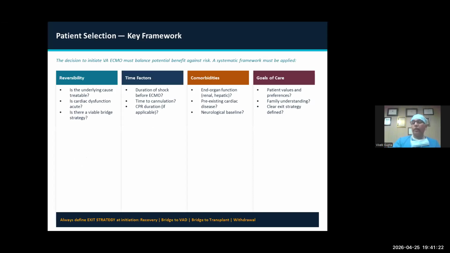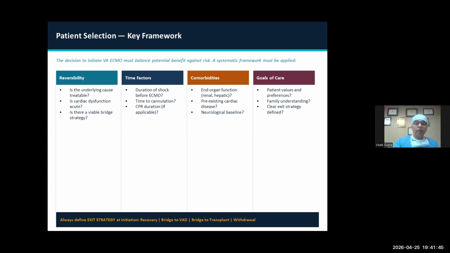So how do you select these patients? The first thing you should think of is reversibility. The moment you are choosing a patient, what is the reversibility? Is the underlying condition treatable? Is the condition acute, and do we expect recovery? And is it a viable bridge strategy? How long has the shock lasted? Is it an irreversible shock?